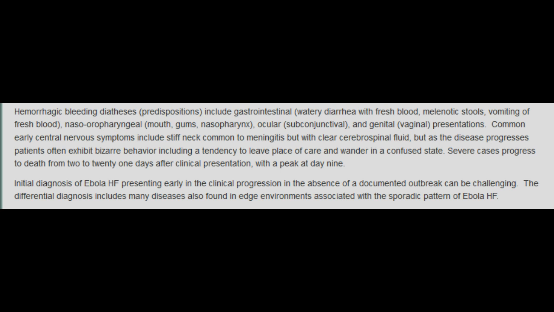All right, again, this is very clinical, but I'm just going to read it. Hemorrhagic bleeding diathesis predispositions include gastrointestinal, which is watery diarrhea with fresh blood, stool, vomiting of fresh blood. Naso or oropharyngeal, mouth, gums, and nose, nasal, ocular, which are eyes, and genital presentations. Okay, so bleeding from everywhere, basically.